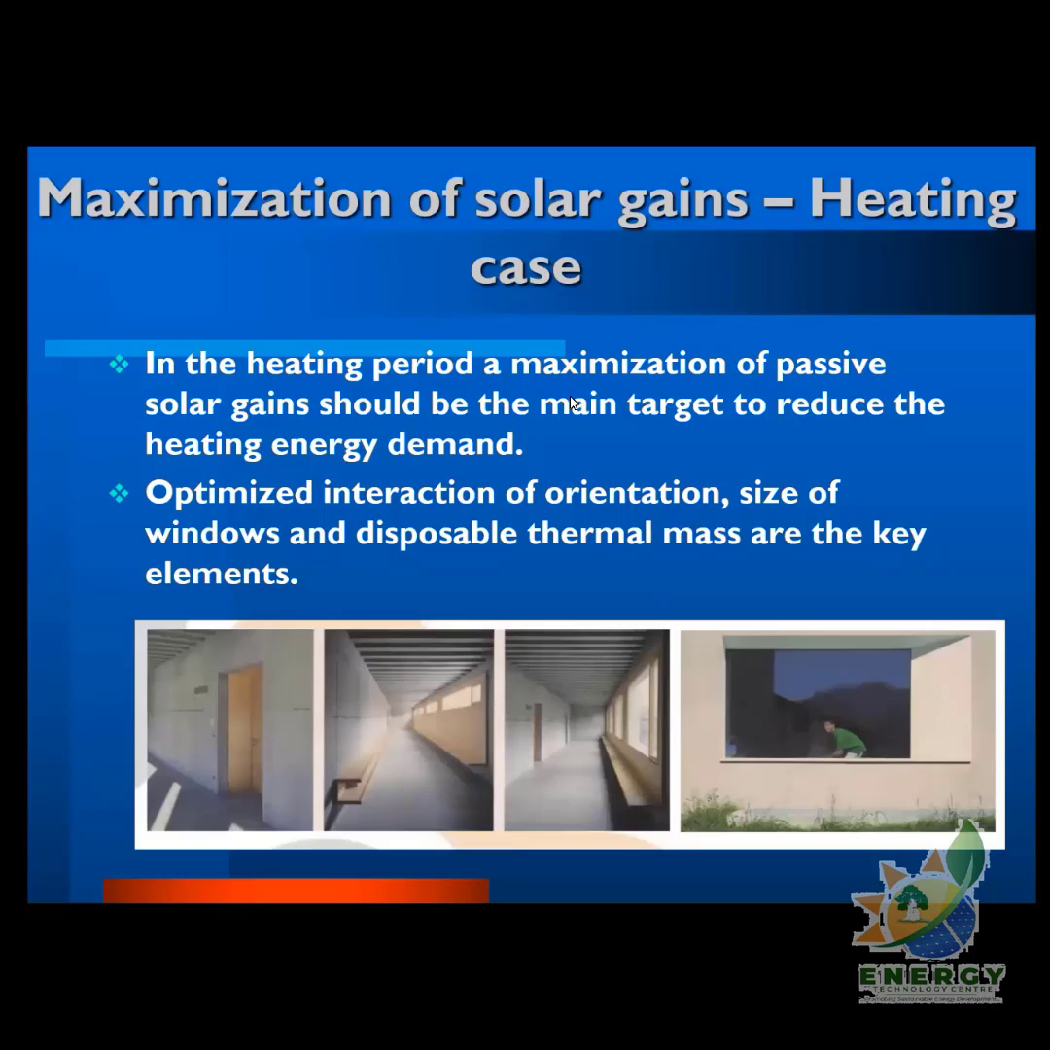So in terms of solar gain for heating cases, in the heating period, this may not necessarily apply to Ghana, in the heating period, maximization of passive solar gain should be the main target to reduce heating energy demand, and optimized interaction of orientation, size of window, and disposable thermal mass are the key elements.